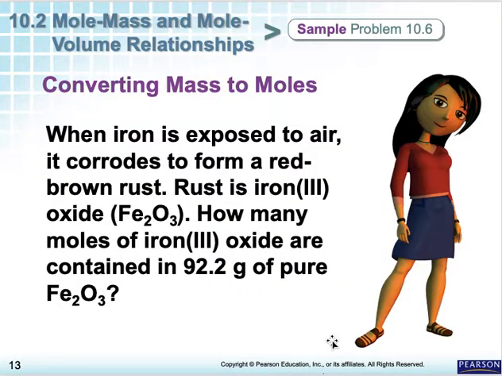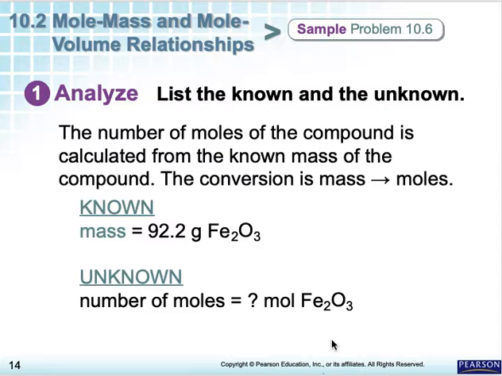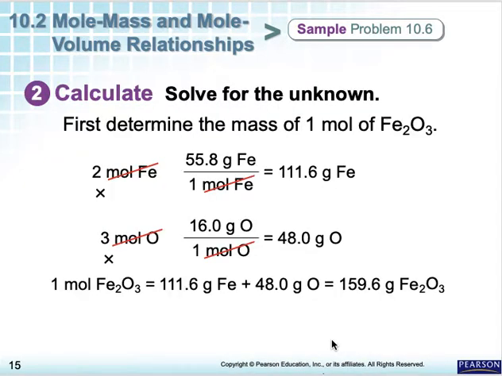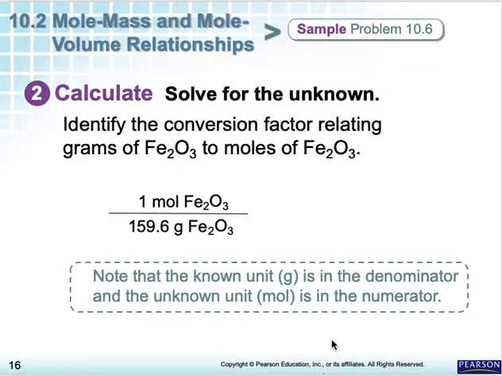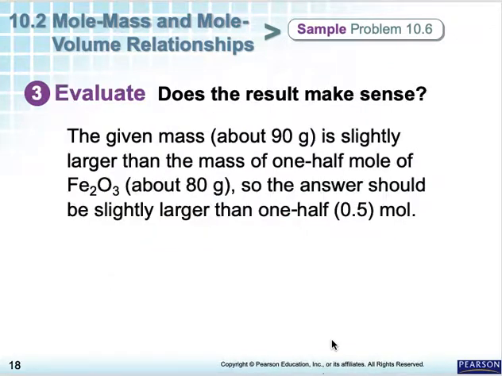So, when iron is exposed to air and corrodes, it forms a brown rust. Rust is iron 3 oxide. How many moles of iron 3 oxide are contained in 92.2 grams of iron 3 oxide, Fe2O3? So we need to know the molar mass of Fe2O3, and we're going to add that up, and we're going to use this so that we're dividing by the molar mass this time instead of multiplying, and come out in moles.